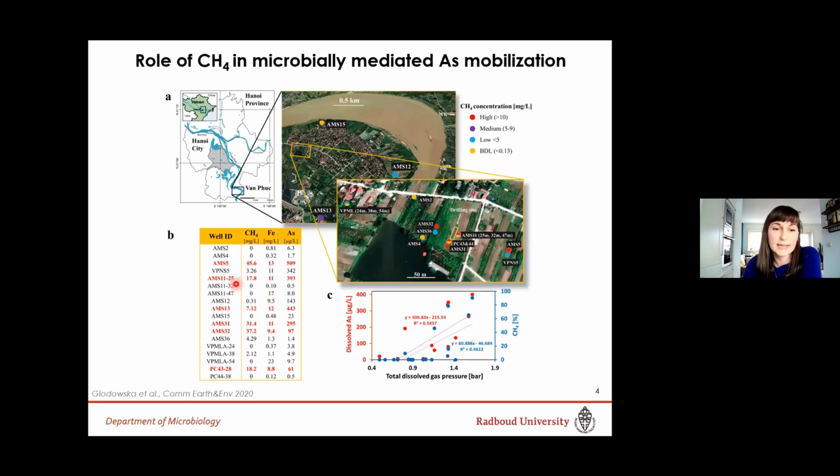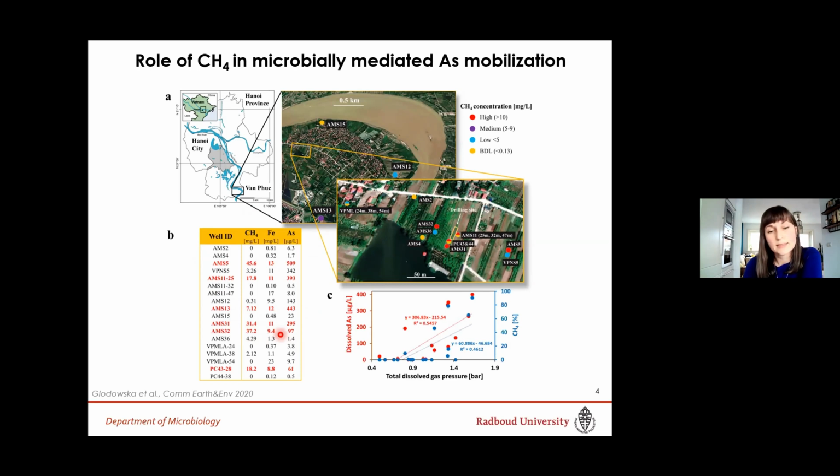But in our study site in Vietnam, in the small village of Van Phuc, about 15 kilometers south of Hanoi city, we realized when monitoring our wells that there was not that much organic carbon available in these waters. It never really exceeded 7 milligrams per liter, but methane was very abundant. And we realized that there is a positive correlation between high methane concentration and high iron and arsenic concentration. We observed this in most of the wells, where methane was abundant and highly available, and we also saw an increase of iron and arsenic.